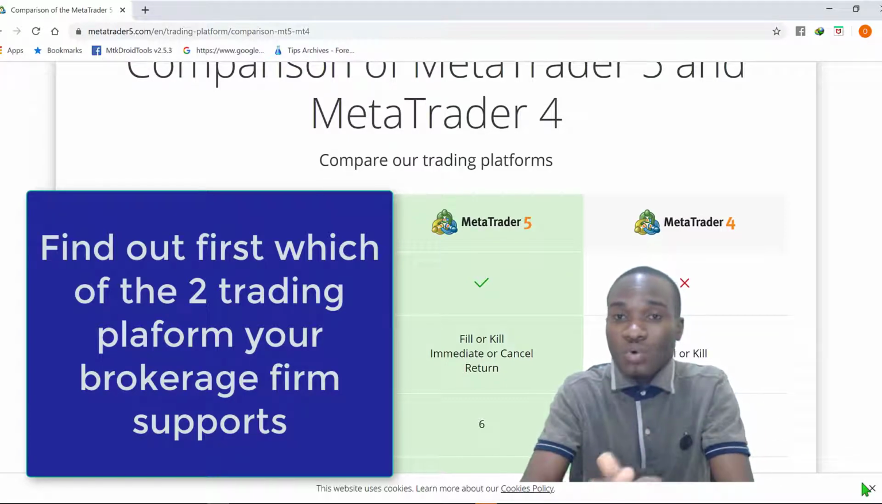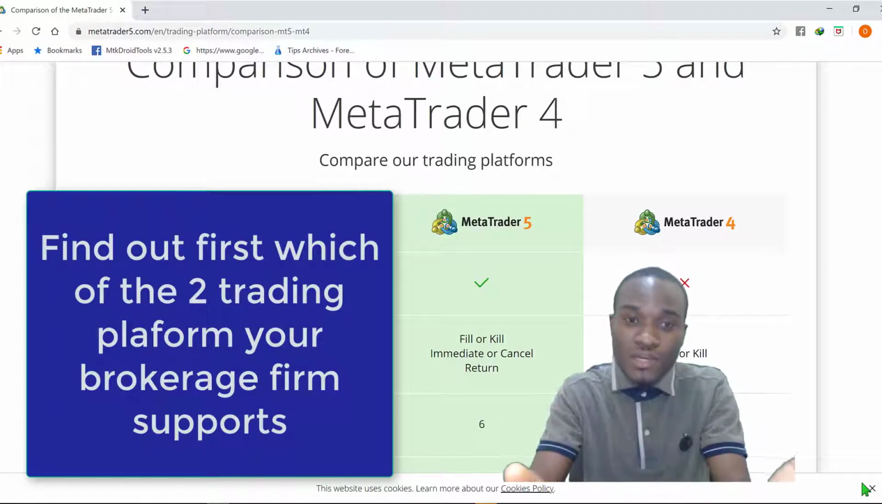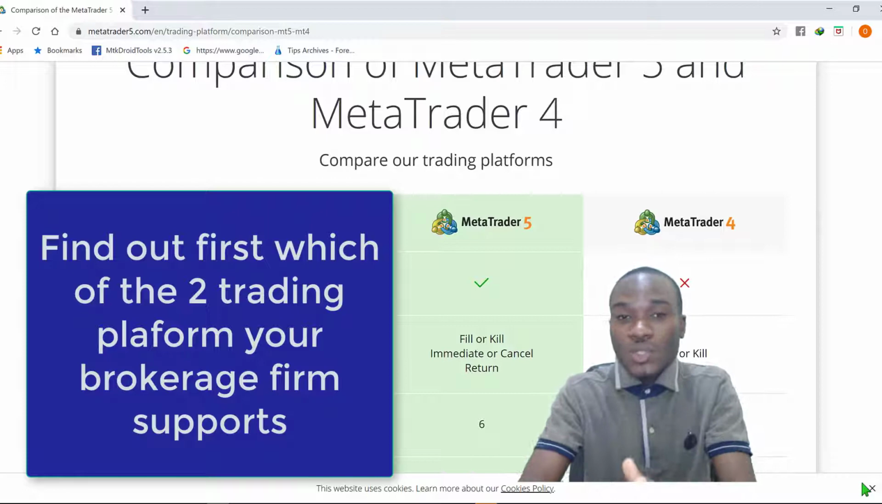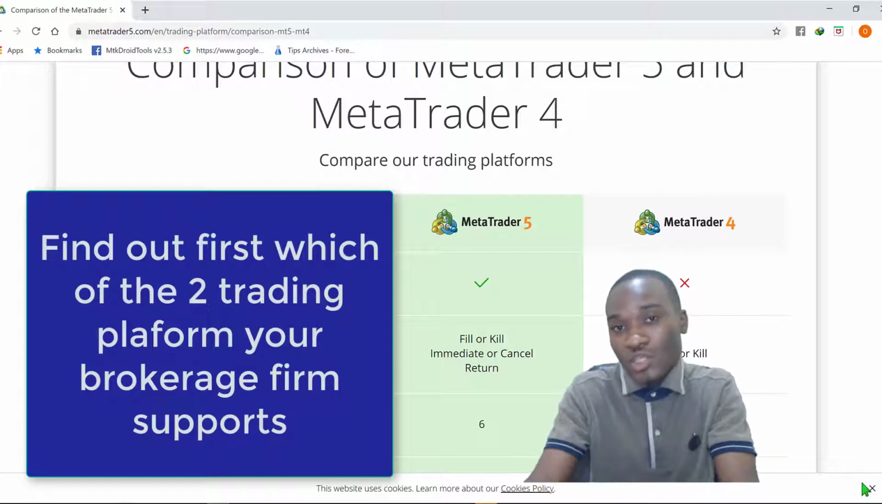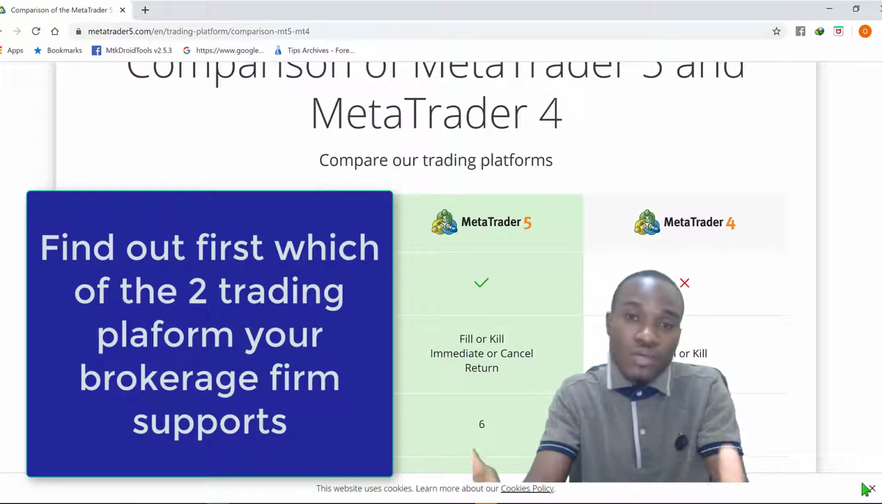So before you plan which of these trading software you want to use, you have to take your brokerage firm into consideration. You have to find out whether your brokerage firm allows trading on the Metatrader 4 or the Metatrader 5 or both. This is what's really going to help guide you on which trading software you are going to go along with.